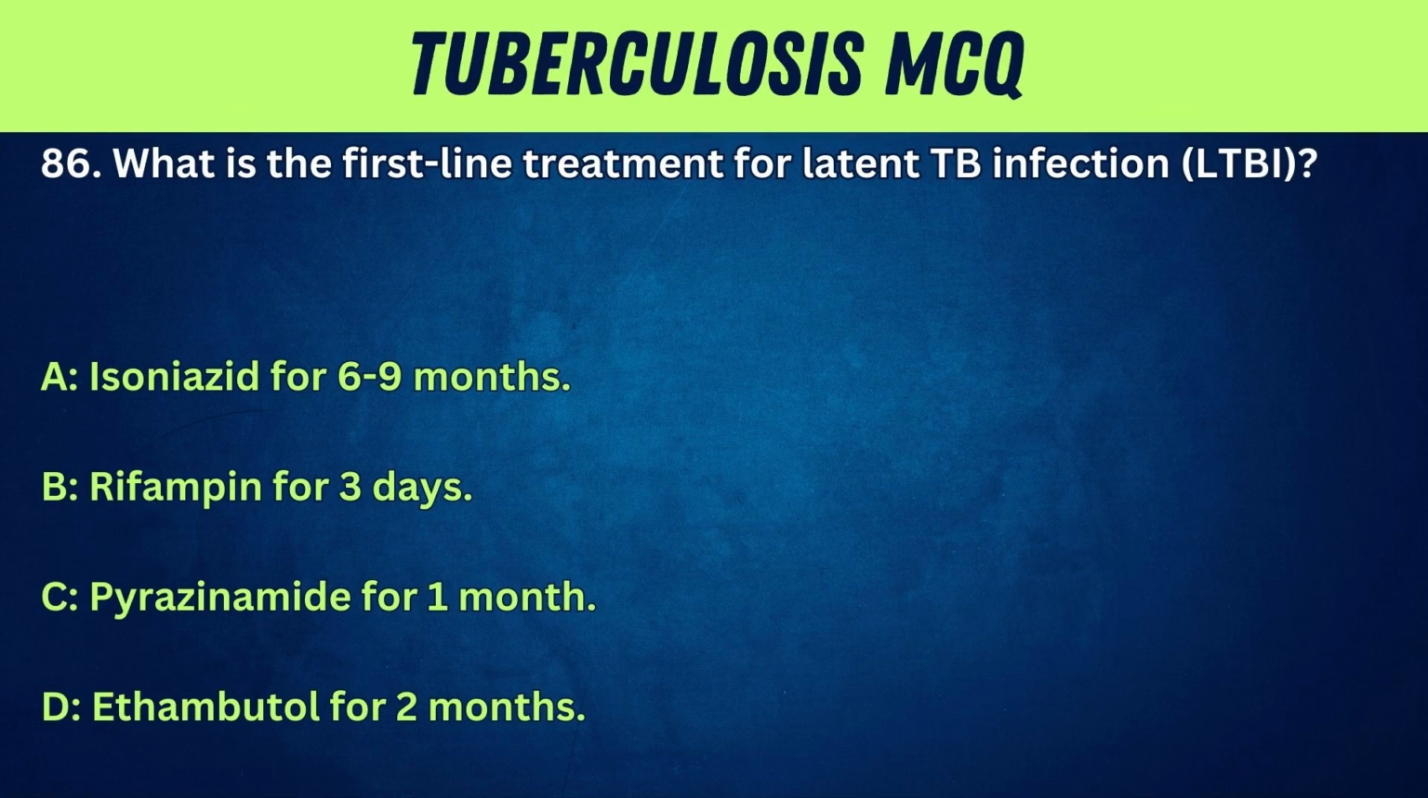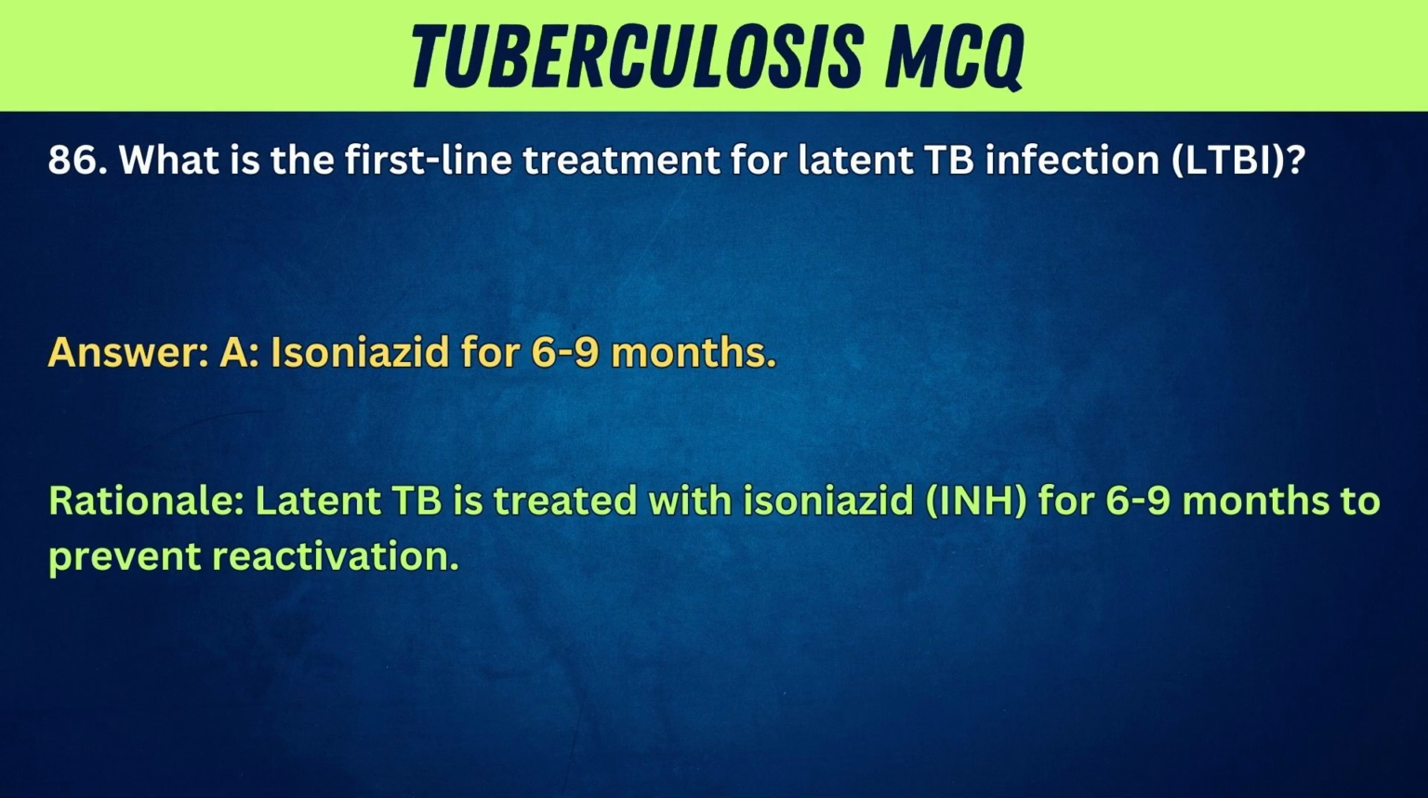86. What is the first-line treatment for latent TB infection (LTBI)? A. Isoniazid for 6 to 9 months. B. Rifampin for 3 days. C. Pyrazinamide for 1 month. D. Ethambutol for 2 months. Answer: A. Isoniazid for 6 to 9 months. Rationale: latent TB is treated with isoniazid, INH, for 6 to 9 months to prevent reactivation.